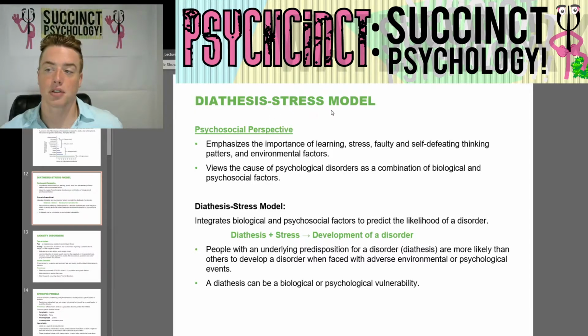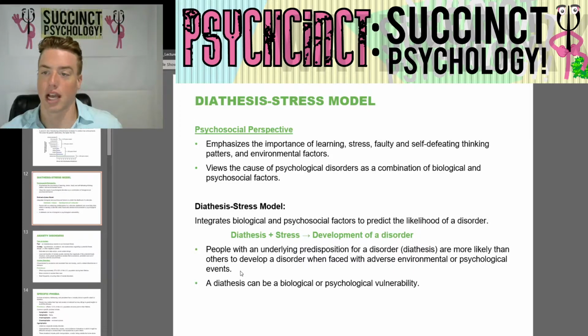So, the diathesis-stress model. The psychosocial perspective emphasizes the importance of learning, stress, faulty and self-defeating thinking patterns, and environmental factors. Now, it views the cause of psychological disorders as a combination of biological and psychosocial factors. The diathesis-stress model integrates biological and psychosocial factors to predict the likelihood of a disorder. Now, diathesis plus stress equals development of a disorder.